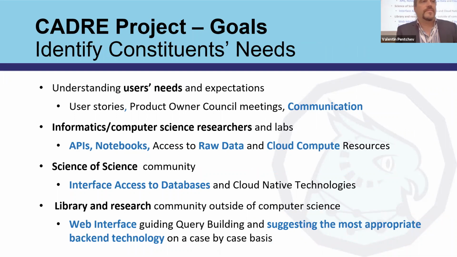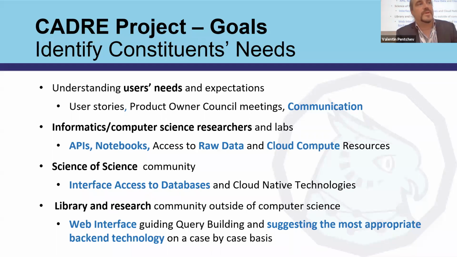We're trying to identify the needs of the communities. We identified researchers who need access to the raw data and more compute power than everybody else. They usually talk about APIs and notebooks and access to the clusters that we're able to build on the cloud platforms.